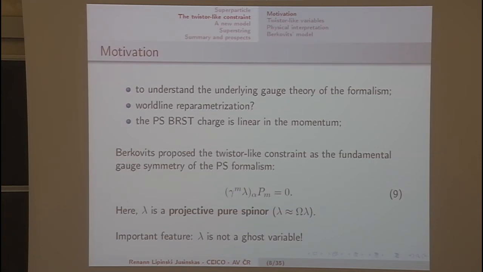So in addition to satisfying this pure spinor constraint, lambda gamma m lambda equals zero, it has this kind of equivalence. So you can multiply it by any scaling, and the theory remains the same. So you can think of this as a scaling gauge symmetry, right? And the important feature here is that lambda is not a ghost variable, right? So lambda before, in the pure spinor action, was a ghost variable, and here it is like an ordinary matter variable.